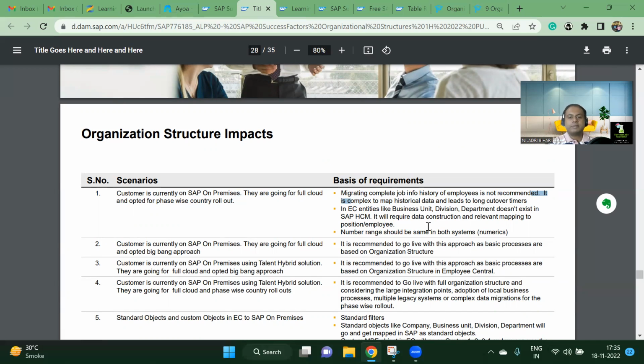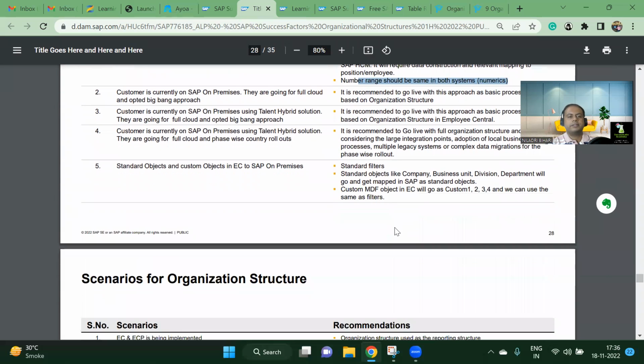Similarly, in EC, entities like business unit, division, department don't exist in SAP HCM, right? It will require data construction and relevant mapping to position or employee. So you always have to think about it. If you are doing a mapping and you're already on-premise and planning to roll out to full cloud, so SuccessFactors, right? Similarly, the number ranges would be the same in both systems, numeric, right? So you also have to consider this.